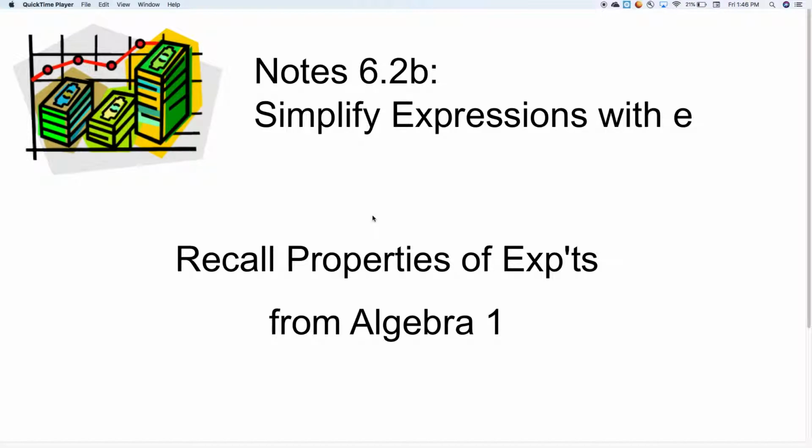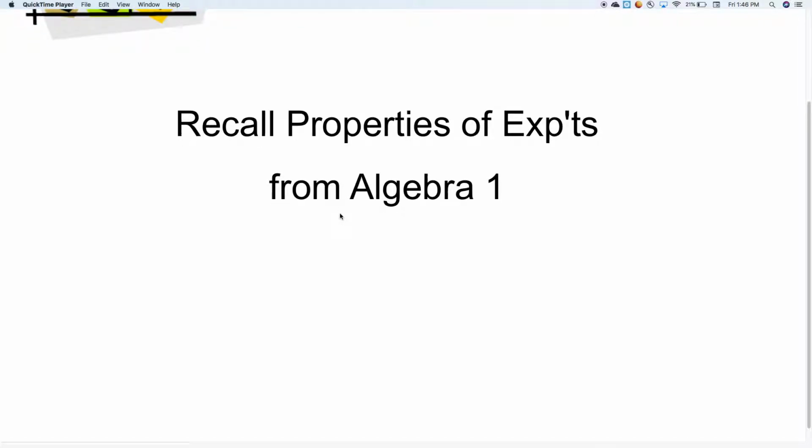What we're going to talk about today is just how to simplify expressions that have E in them, and this would be without a calculator. So I don't want decimal answers, I want answers that are in terms of E. Okay. Now, let's recall from Algebra 1 some properties of exponents. So basically, we're using our old properties of exponents.